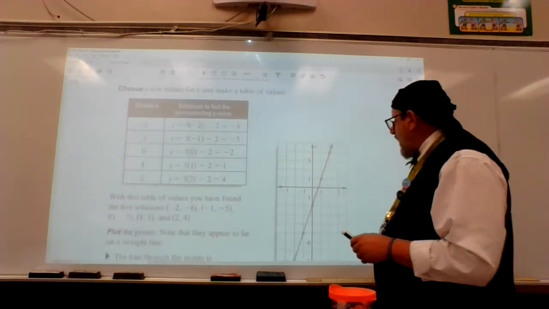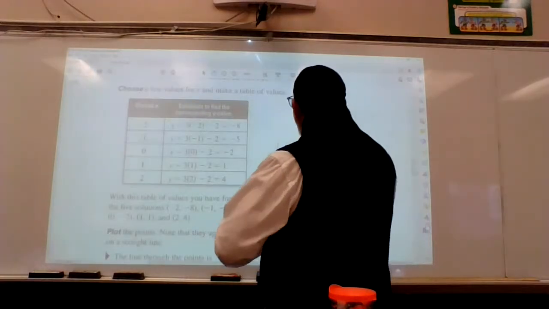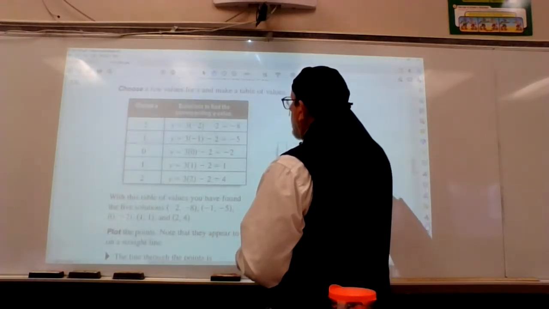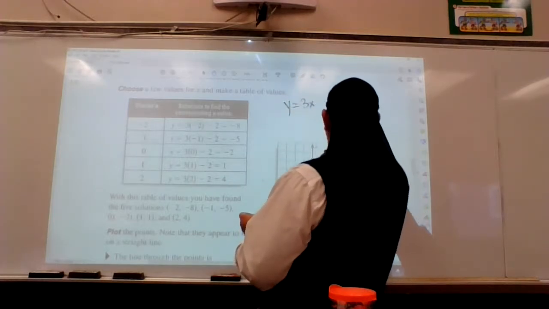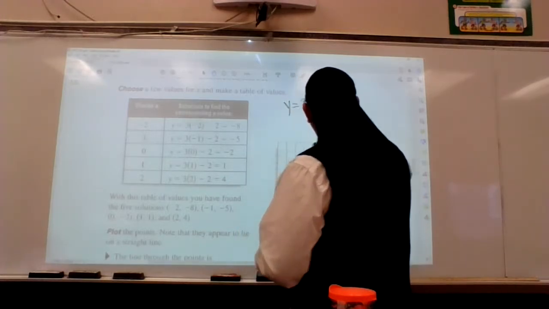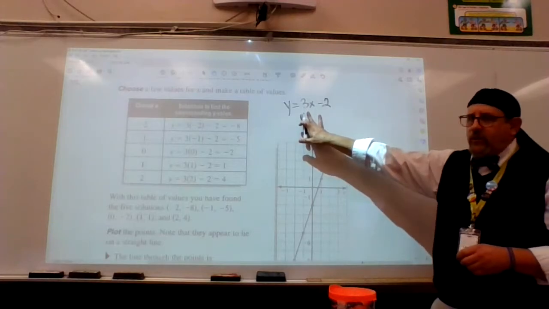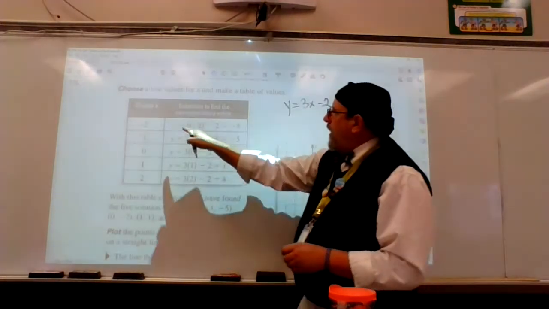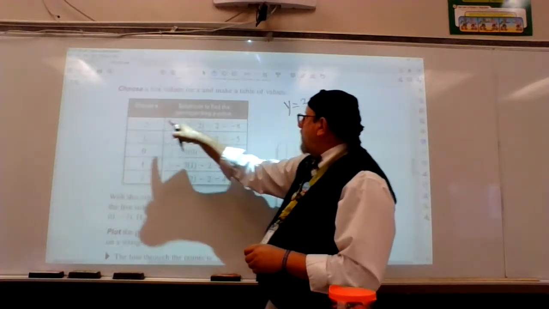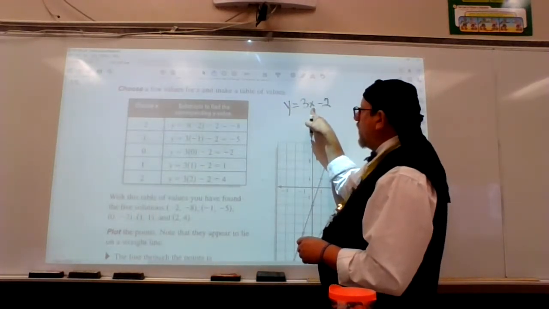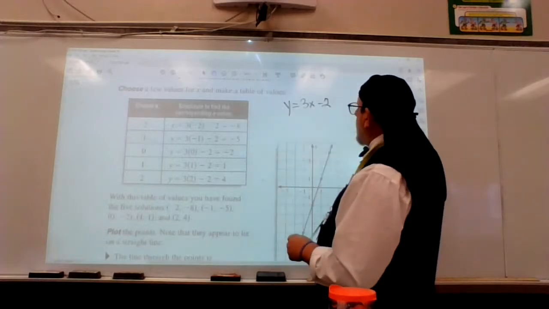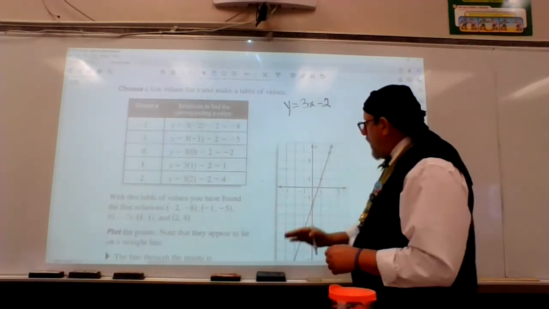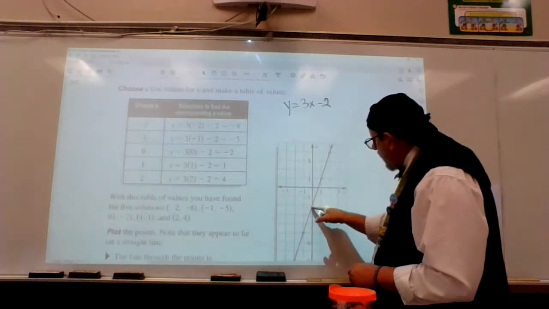Now, we say that this equation is y equals 3x, and I think it's minus 2. All right? There's our equation. Here's our input-output table. It says if we input for x -2, we do all that math and we get -8 out. They've done all the work for us. And then we put it down here, -2.